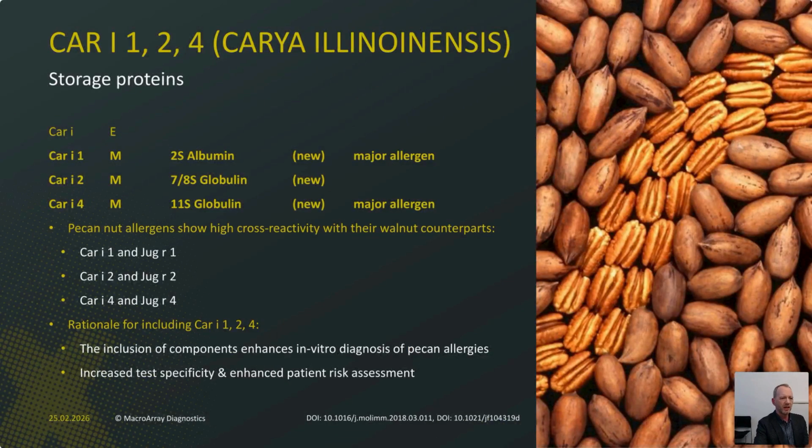So these are the pecan nut allergens. They show very high cross-reactivity with the walnut counterparts. Essentially, Car i 1 is homologous to Jug r 1, Car i 2 to Jug r 2, and Car i 4 to Jug r 4. The reason for including these in the ALEX3 makeup is to enhance the in vitro diagnosis of pecan allergies, which ultimately will increase test specificity and also enhances patient risk assessment, as these are thermostable allergens associated with increased risk of anaphylactic reactions.